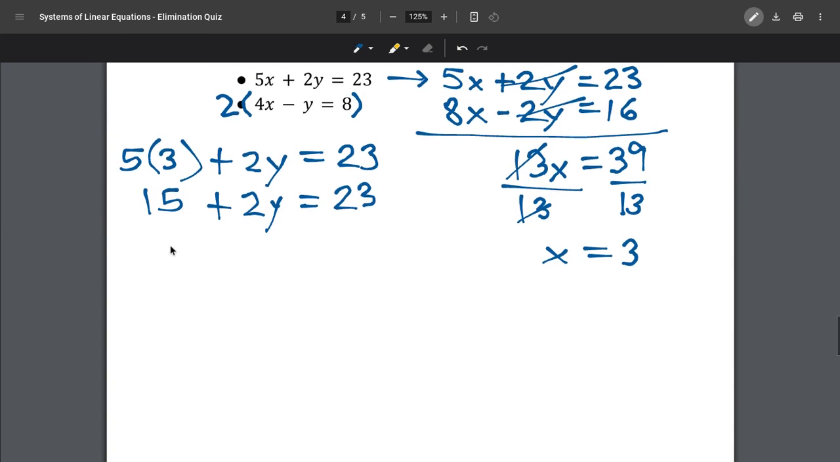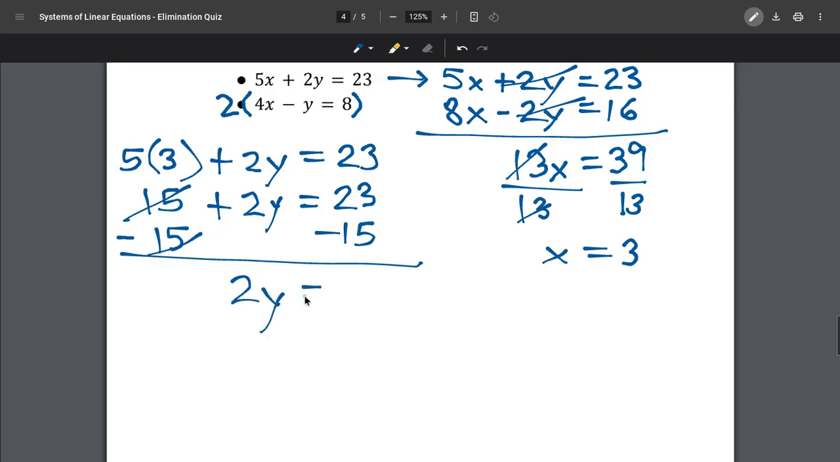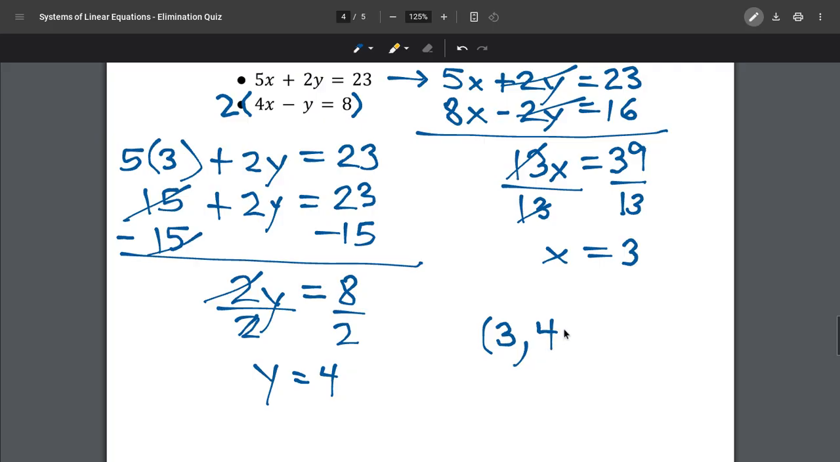Okay, so we want to subtract 15 from both sides. Fifteens on this side cancel out. We'll get 2y equals 8. Divide both sides by 2. And we get y equals 4. So our solution here is going to be the x value first, so 3, and then the y value 4. And there we go for that one.